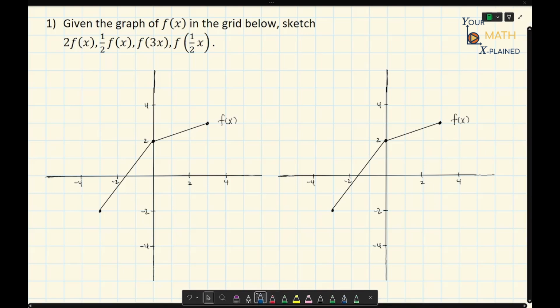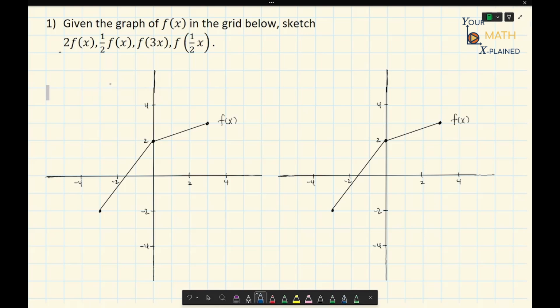So the first one is going to be 2 times f of x. What that means is it's going to be a vertical expansion by a factor of 2. So the easiest thing to do is to label these points. So this one is (3, 3). This point here is (0, 2). And then this point here is (-3, -2).